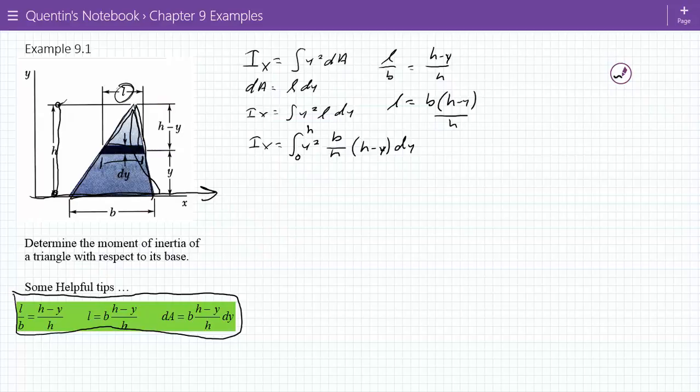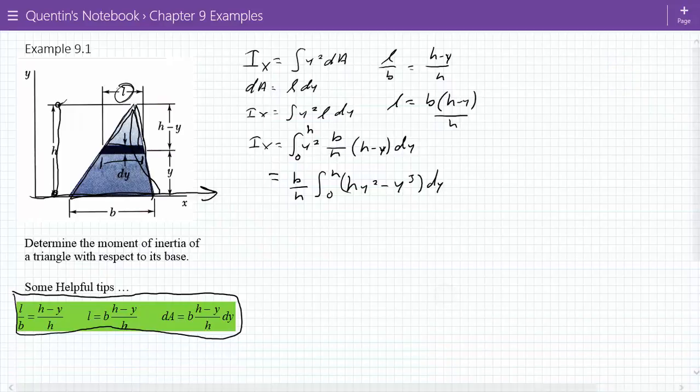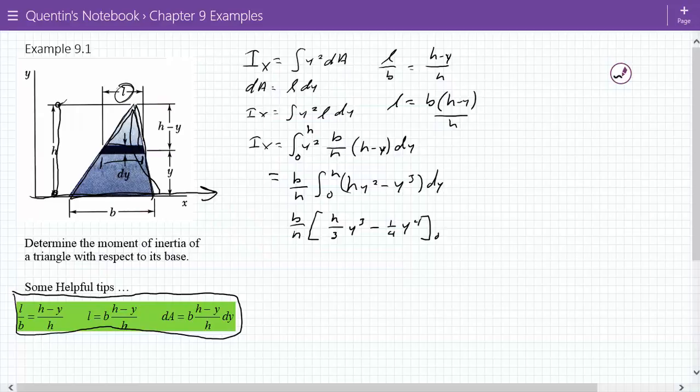So let's pull the constant out. It's equal to b over h times the integral from 0 to h, and let's multiply this through: hy squared minus y cubed, all that times dy. That's actually a pretty simple integration. So we have b over h times h over 3 y cubed minus 1/4 y to the 4th, all this from 0 to h.